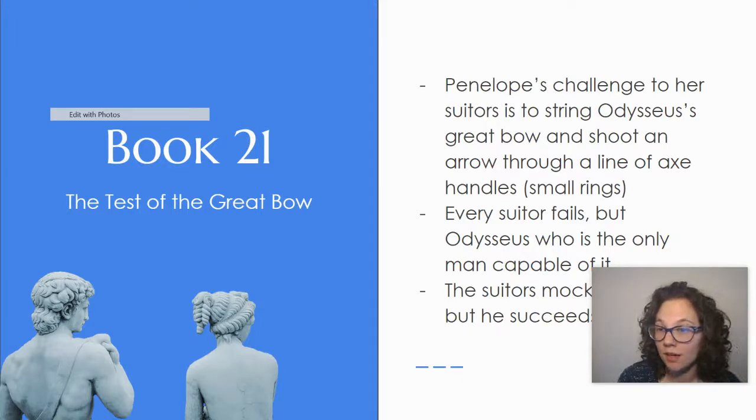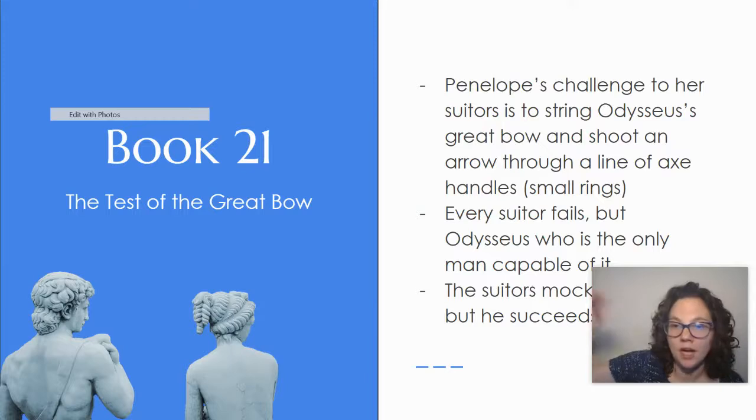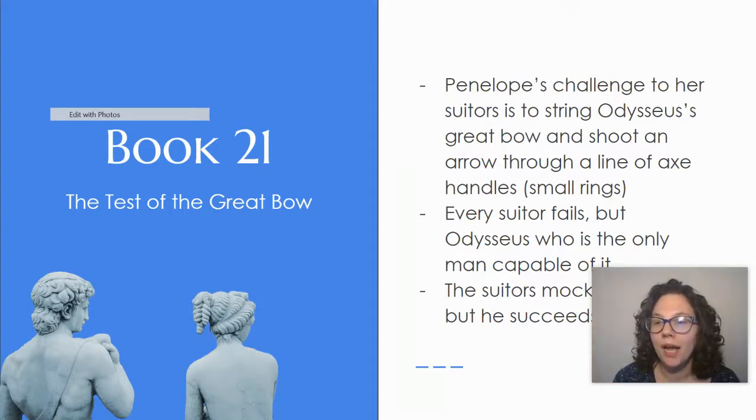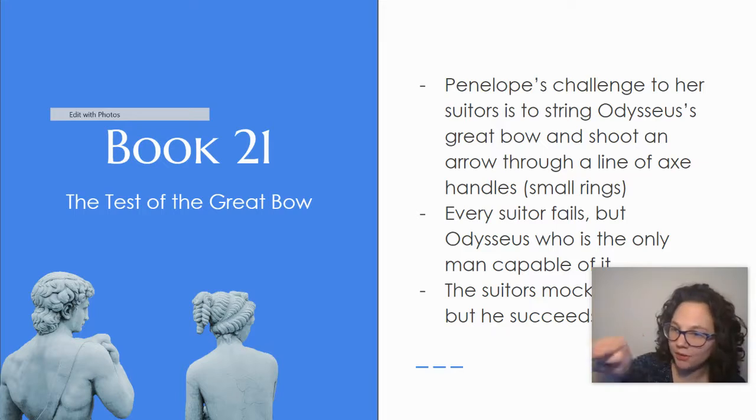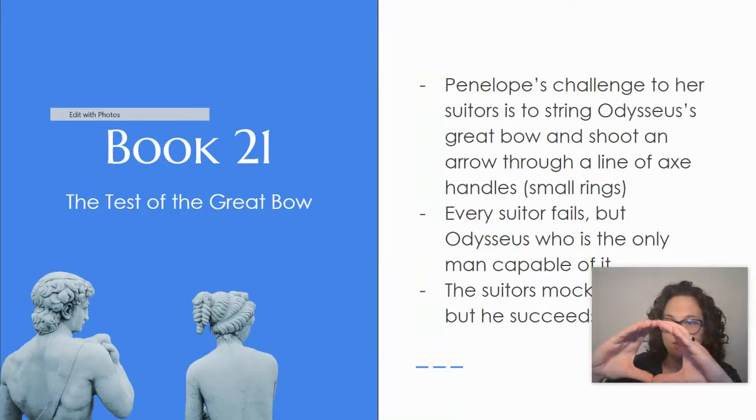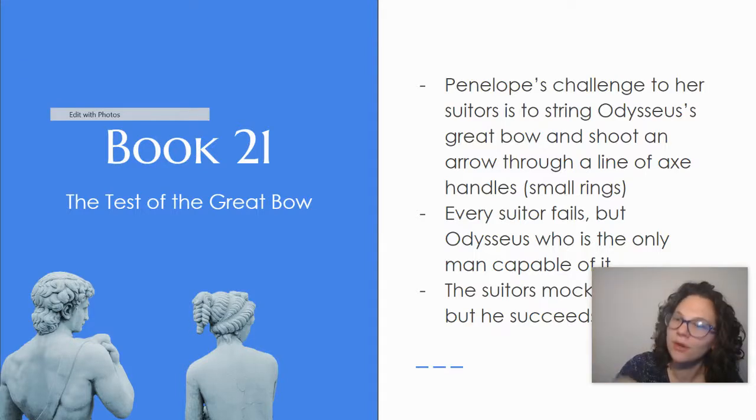So she's just about as smart as Odysseus is. She says, "Okay, I'm going to marry any one of you who can take my husband's bow. It's this huge, comically oversized bow. String it, which is difficult to do, and shoot an arrow straight through 12 axe heads." So the axes would have had a golden or brass ring at the end. Basically, she's telling them that he has to shoot an arrow straight through 12 small rings, right?